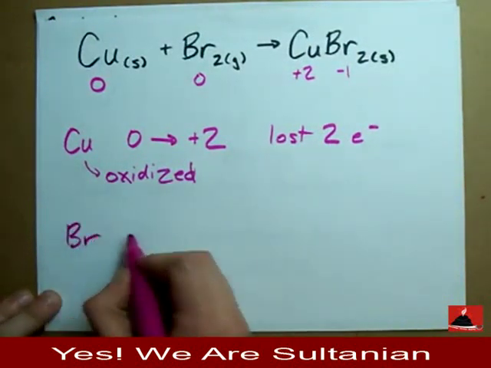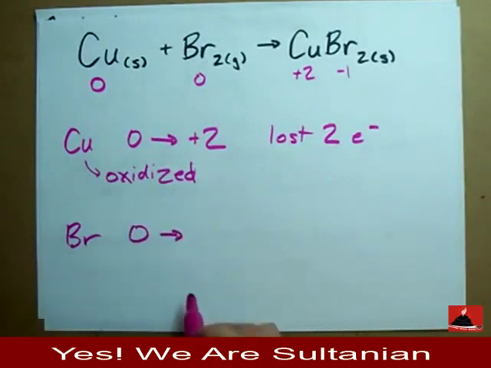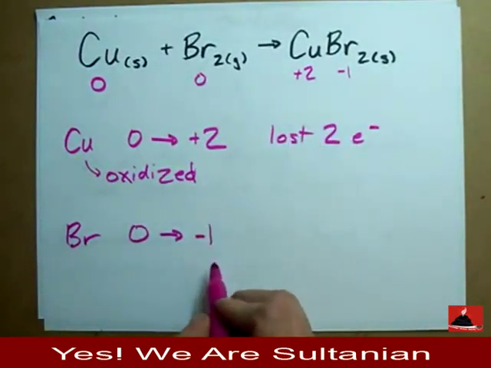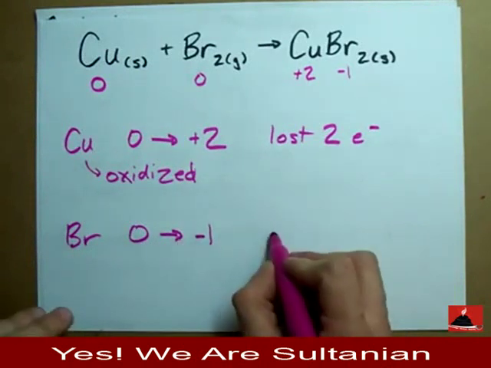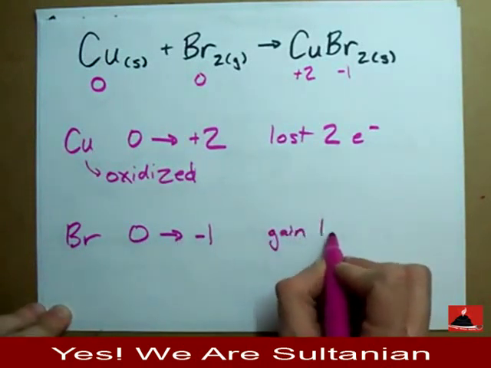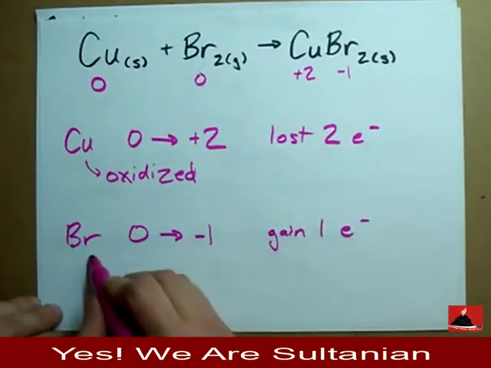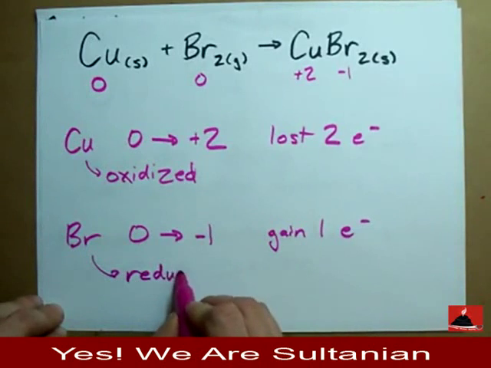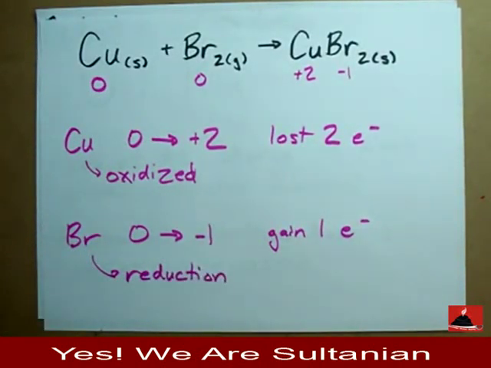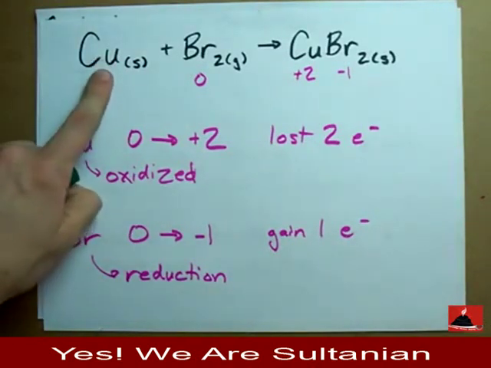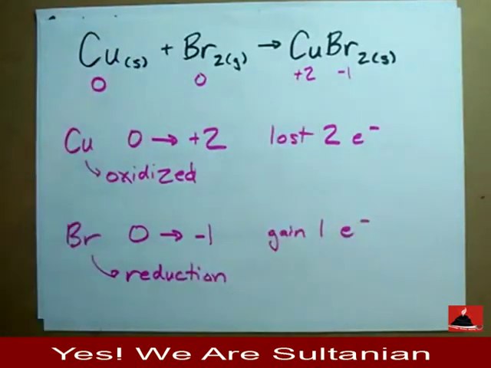The Br had a charge of 0 and the charge changed to minus 1. That got more negative. Each of the bromines gained one electron. A gain? Well, I do believe that reduction is a gain of electrons. So the copper was oxidized and the bromine was reduced. Check.